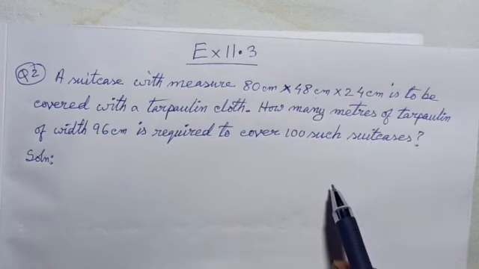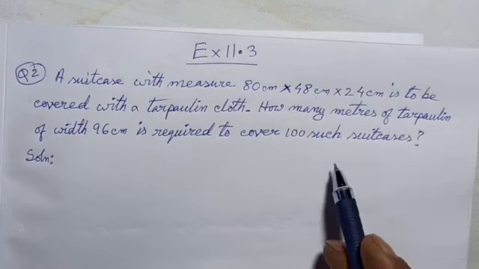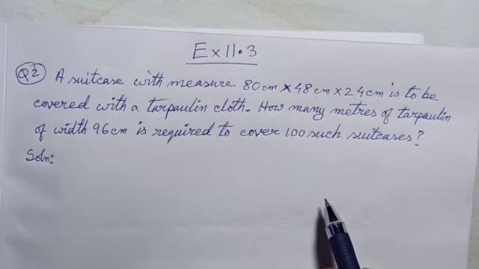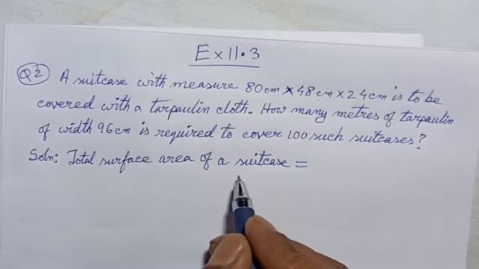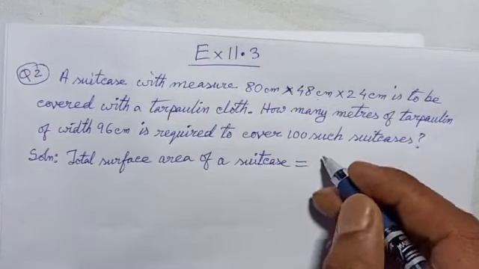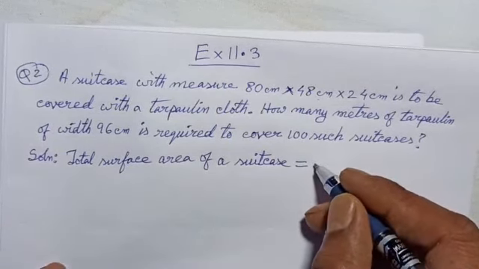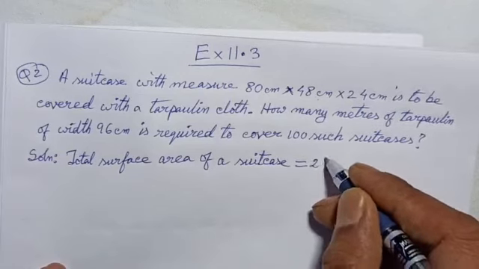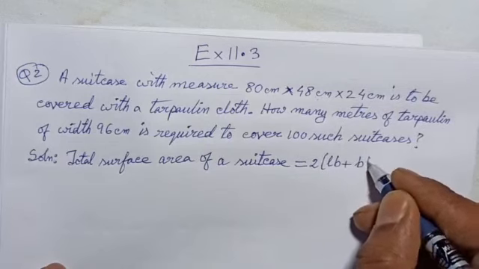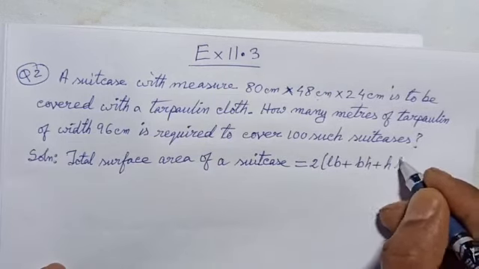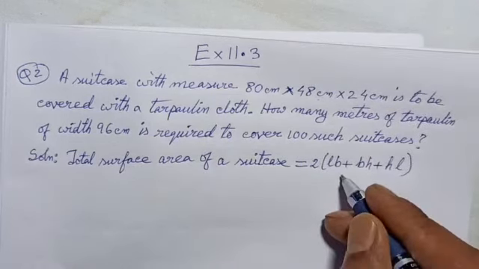Okay, first let us find out the total surface area of the suitcase. The formula to find out the total surface area of a cuboid is 2 times of length into breadth plus breadth into height plus height into length. This is the formula to find out total surface area of a cuboid.